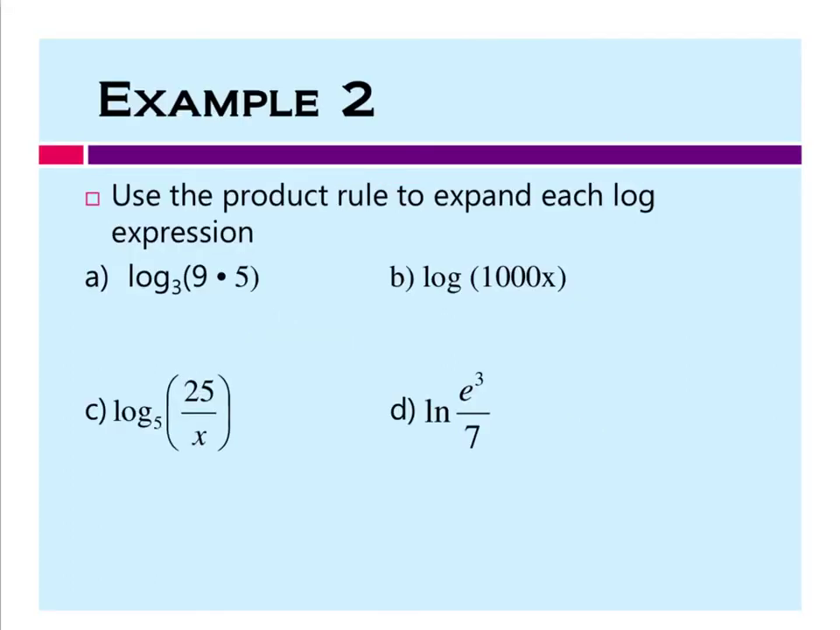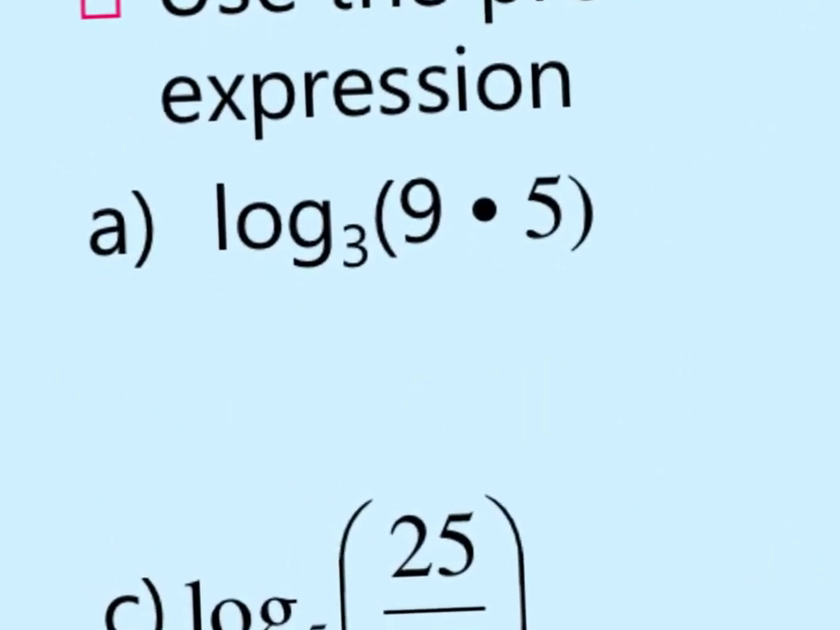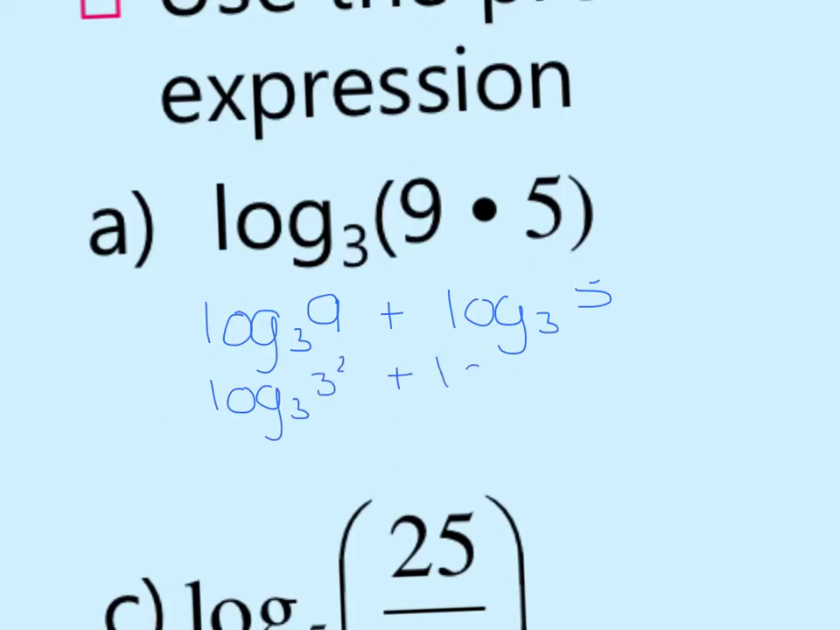So now we're going to use those properties in this example. We're going to use the product rule to expand each logarithmic expression. So let's go ahead and start expanding. This is going to be log base 3. Remember, multiplication means I'm going to break it up through addition, plus log base 3 of 5. And 9 can be rewritten as 3 squared. So that's log base 3 of 3 squared plus log base 3 of 5. This reduces, and we're left with 2 plus log base 3 of 5.